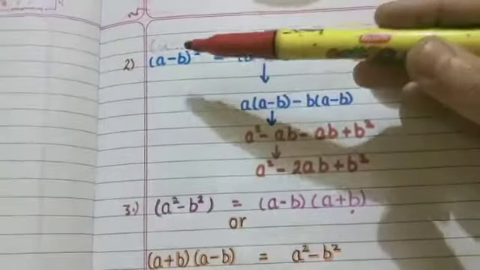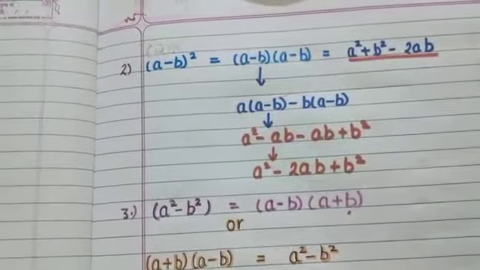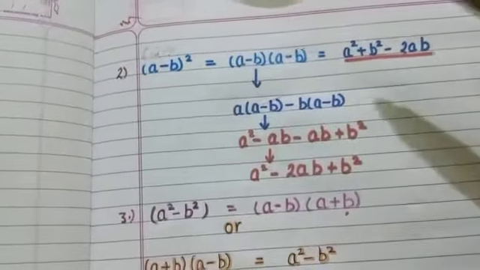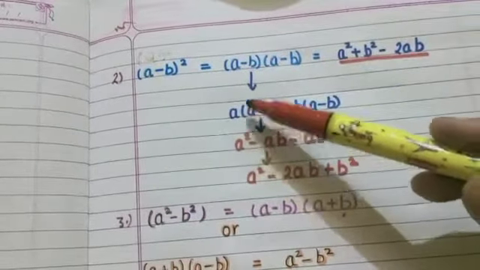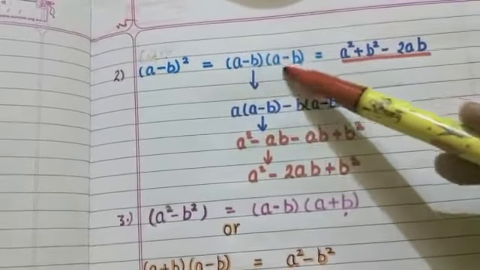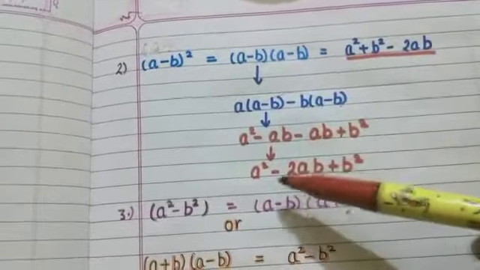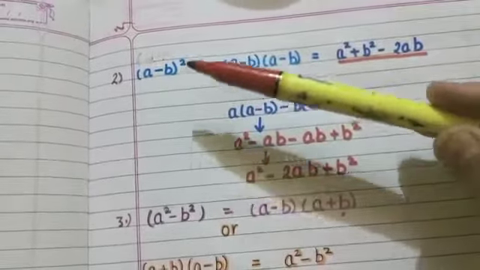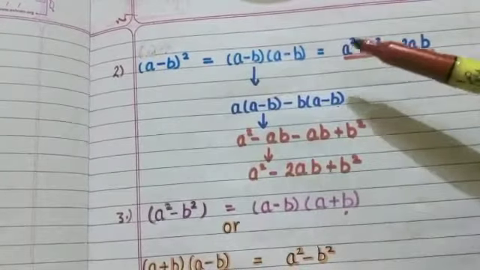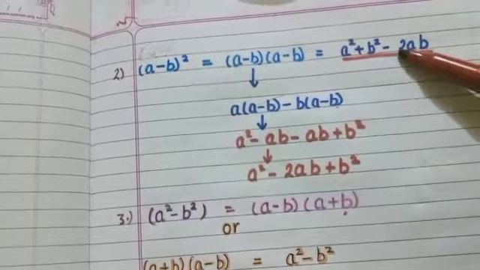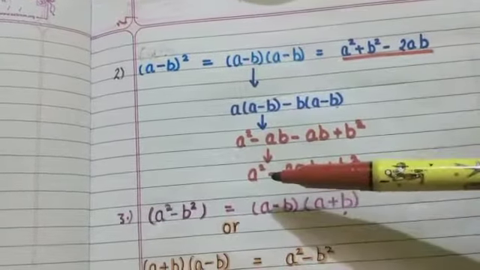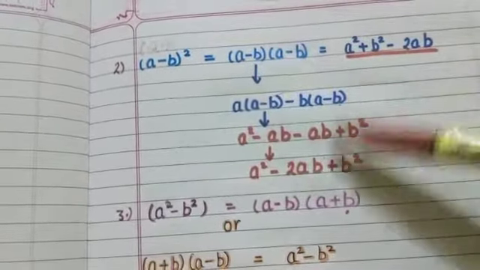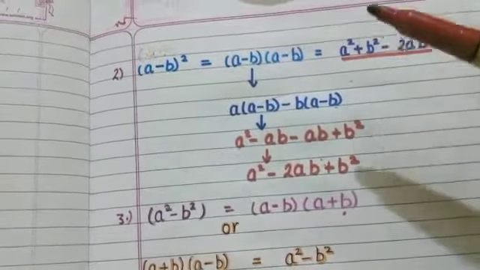Here we have the next identity, a minus b whole square. It means when a minus b is multiplied with a minus b, then we get a minus b whole square. On multiplying that, a multiplied with a minus b and then minus b multiplied with a minus b, on solving that, we get a square minus 2ab plus b square. This is the actual explanation of this identity. So we can say a square plus b square minus 2ab, or a square minus 2ab plus b square. Both identities depend on the squaric identity.